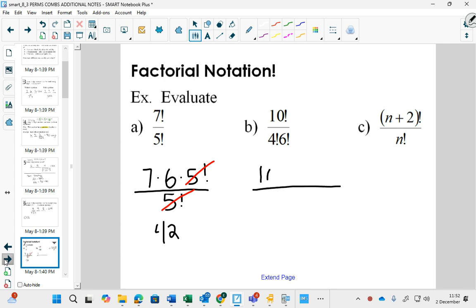Second one, start expanding the bigger one. 10, then 9, then 8, then 7, and then when I get to 6, I have a 6 factorial on the bottom.